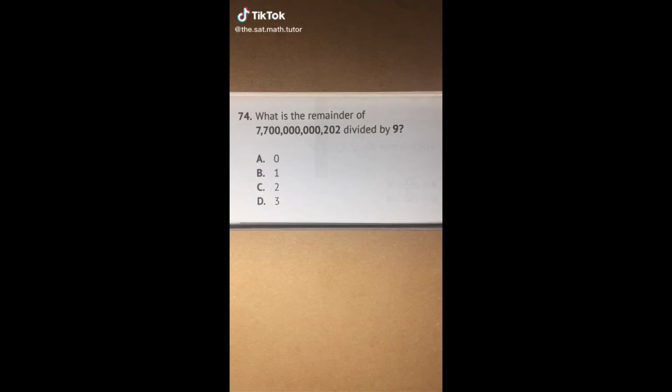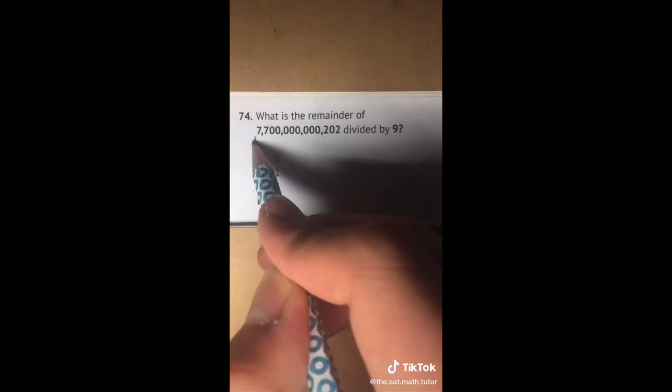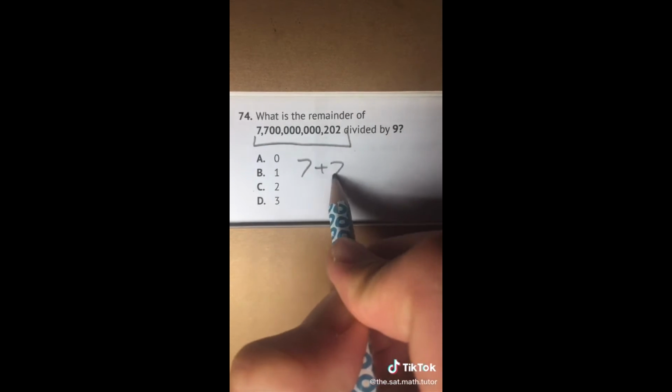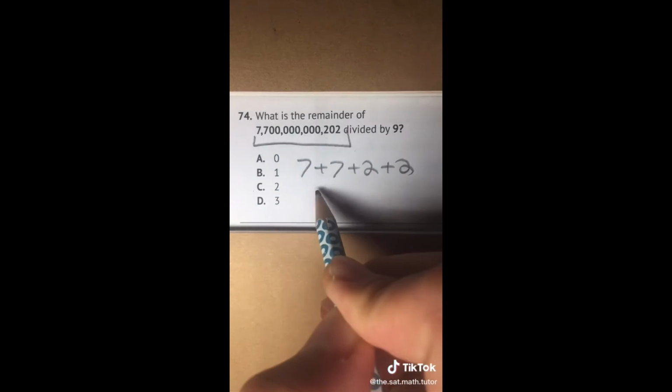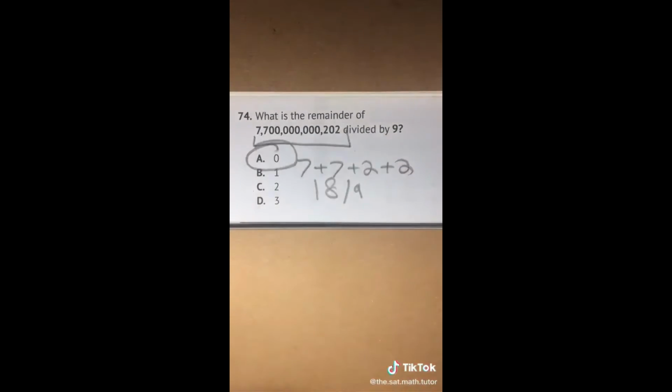What is the remainder of 7,700,202 divided by 9? Alright, so a number is divisible by 9 if all the digits in that number add up to a number that's divisible by 9. So 7 plus 7 plus 2 plus 2 gives us 18, which is divisible by 9 with no remainder, so our answer is A.